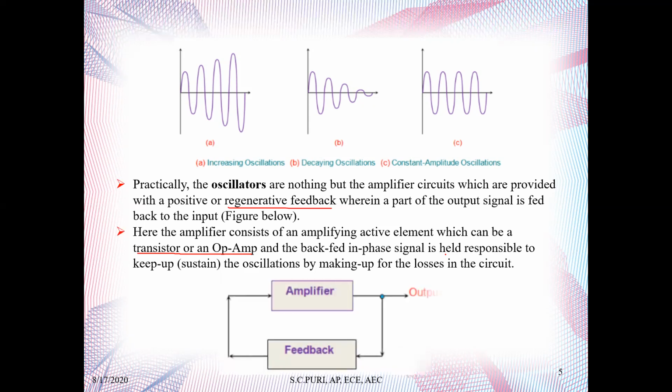As you can see in the figure we are talking about, this is the amplifier. Here there will be a feedback and there will be an output, and the sustained oscillation will be obtained at the output for this particular arrangement. This is a typical oscillator arrangement.